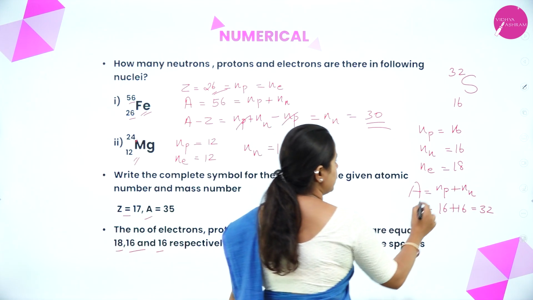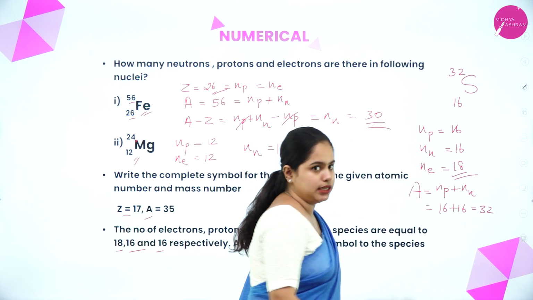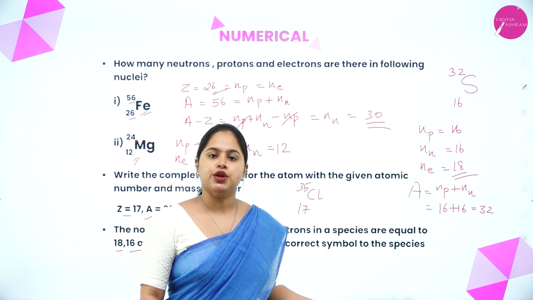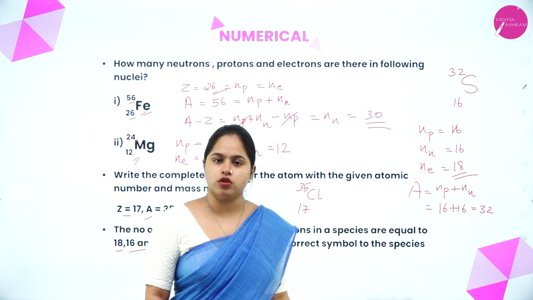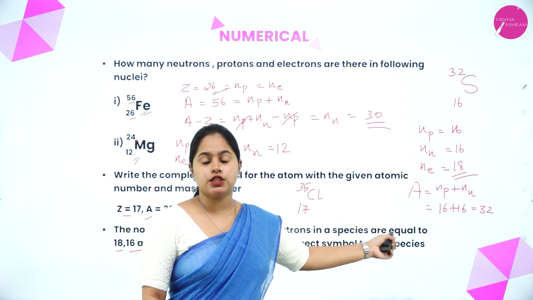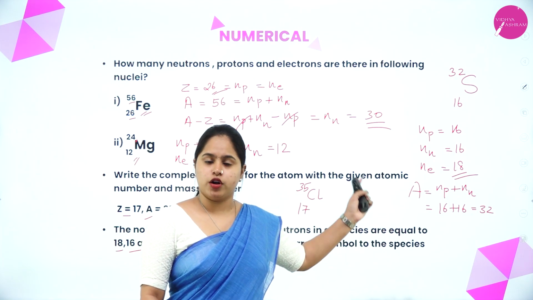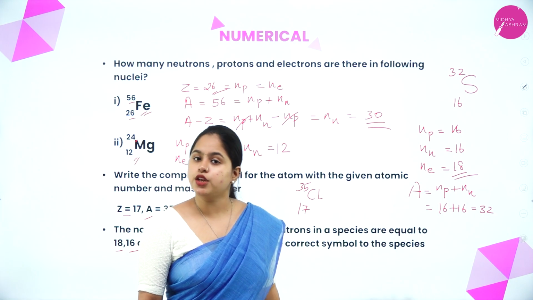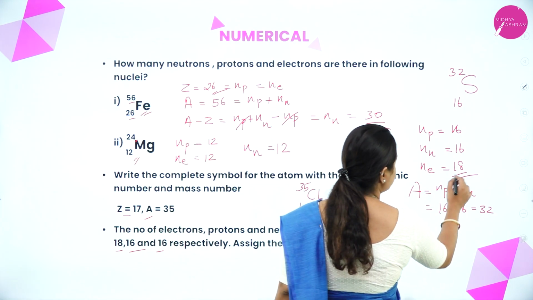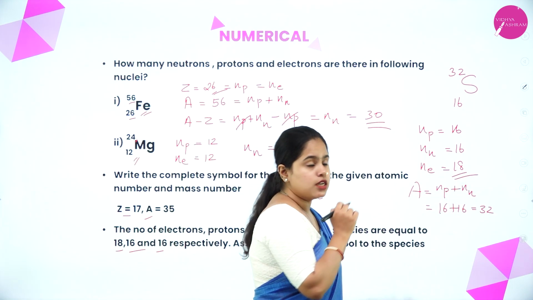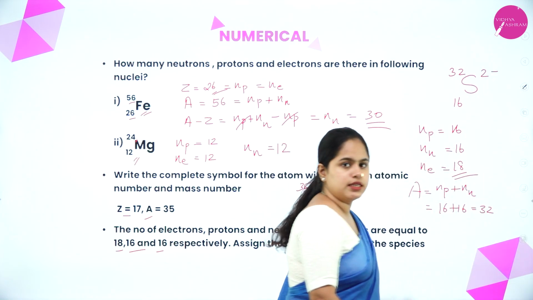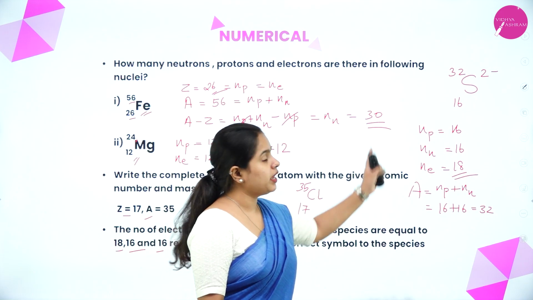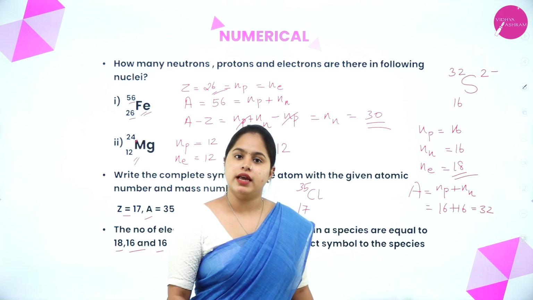Now you can see that the number of electrons is 18. If it was an electrically neutral atom, the number of electrons must be equal to the number of protons. So this indicates that your atom is not electrically neutral. It has 2 extra electrons. So what will the charge be here? It is 2 minus, and this will be added on to your symbol.